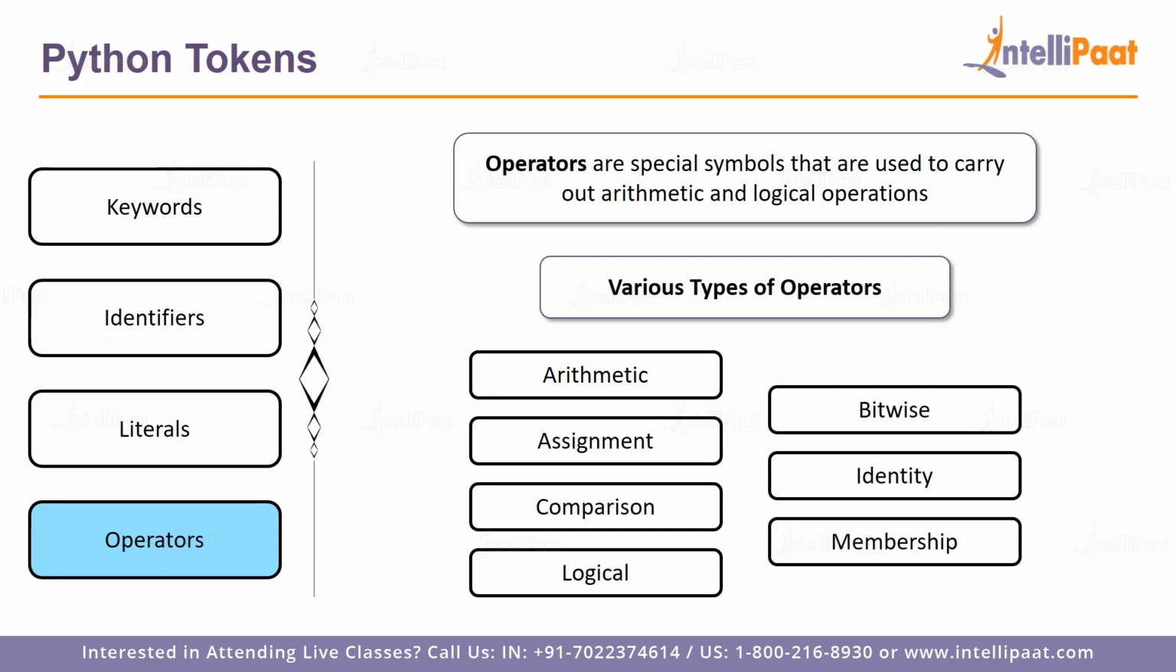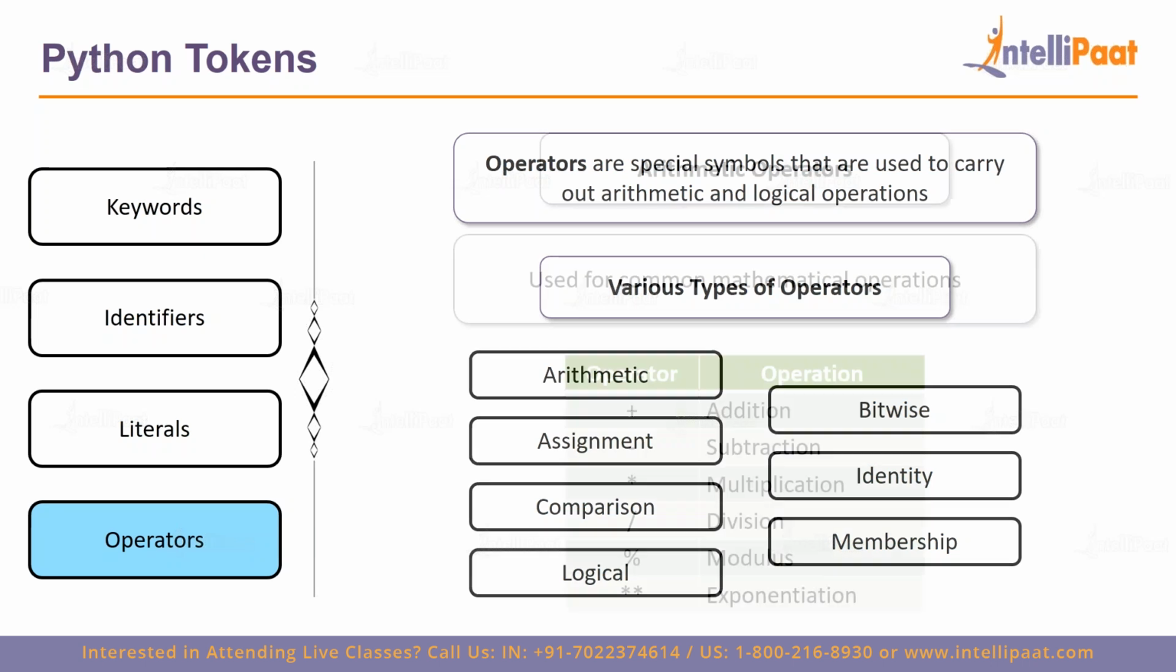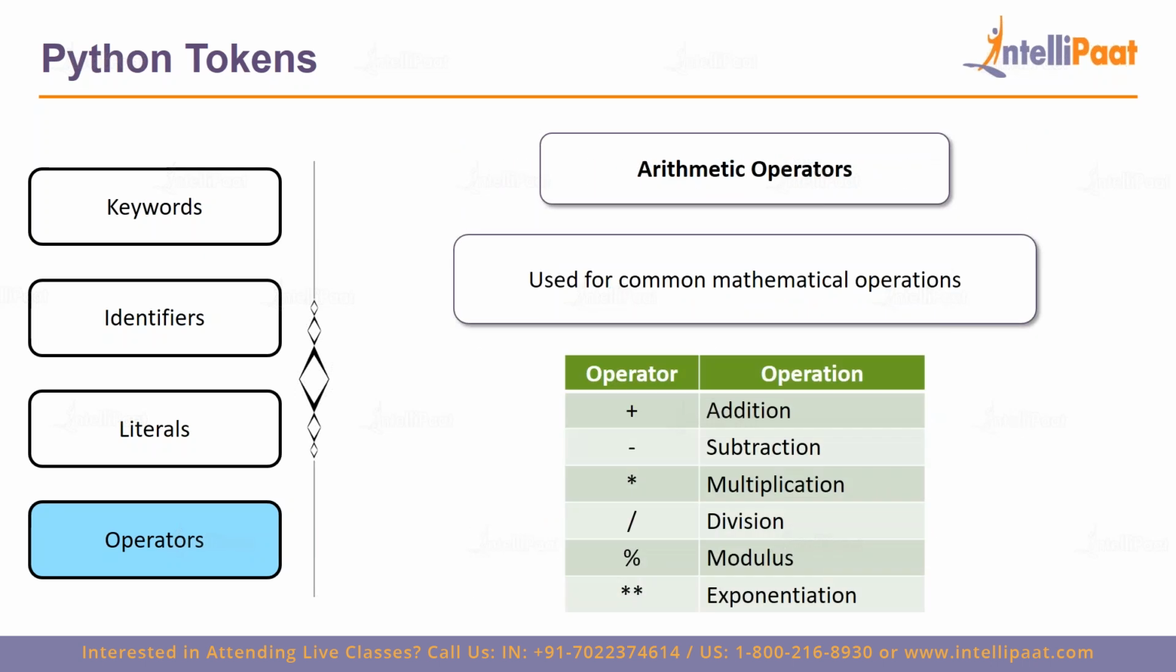In Python, there are several kinds of operators. So we have all of them listed down here. The first kind is arithmetic. Then there's assignment operator, comparison operator, logical operator, bitwise operator, identity operators, and membership operators. And we'll take a look at them one by one. So let's move on and see what arithmetic operators are.